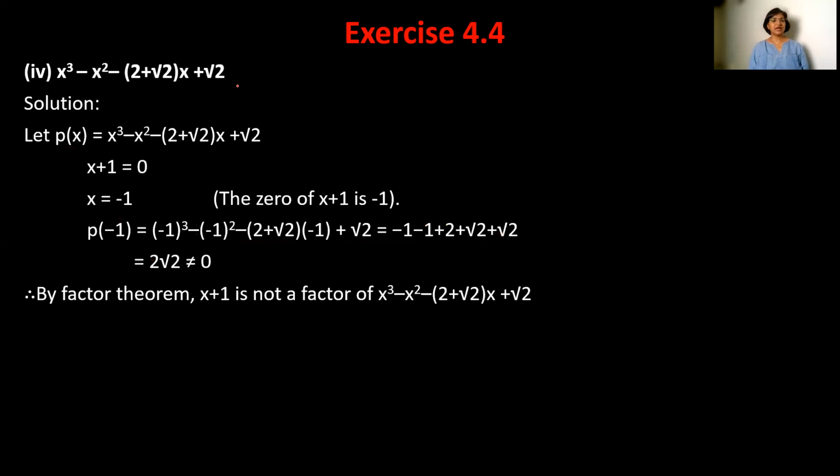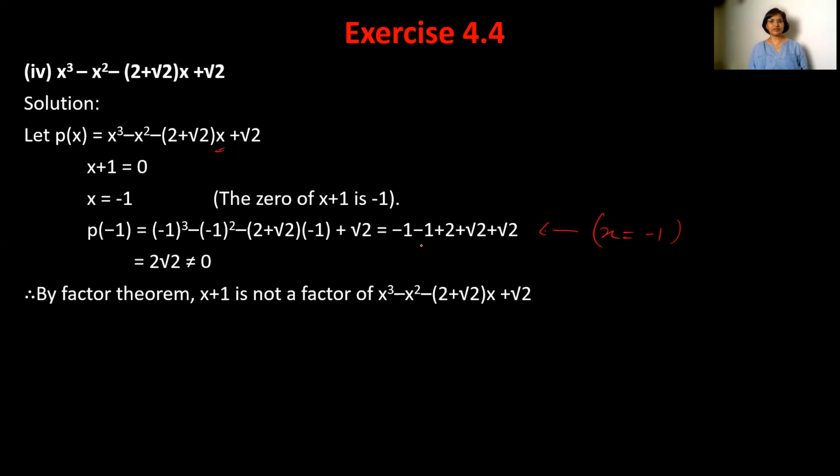Fourth question is x cube minus x square minus 2 plus under root 2x plus under root 2. So again, let p(x) equal this. Then we have to replace x with -1 here. So p(-1) equals (-1) cube plus (-1) square minus 2 plus under root 2 into -1. Because x is here, so -1 for both, plus under root 2.